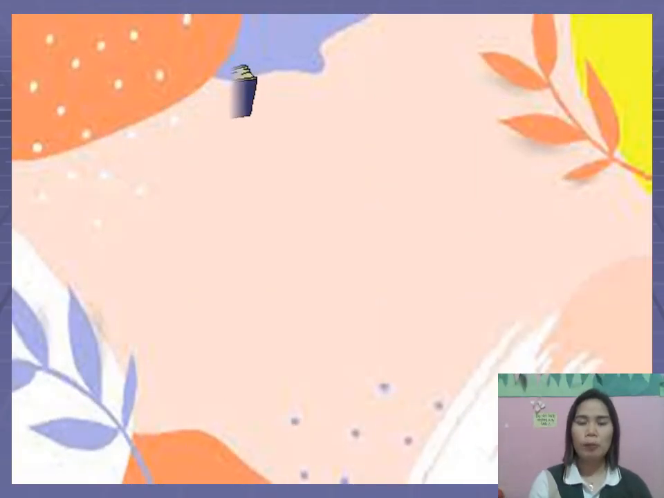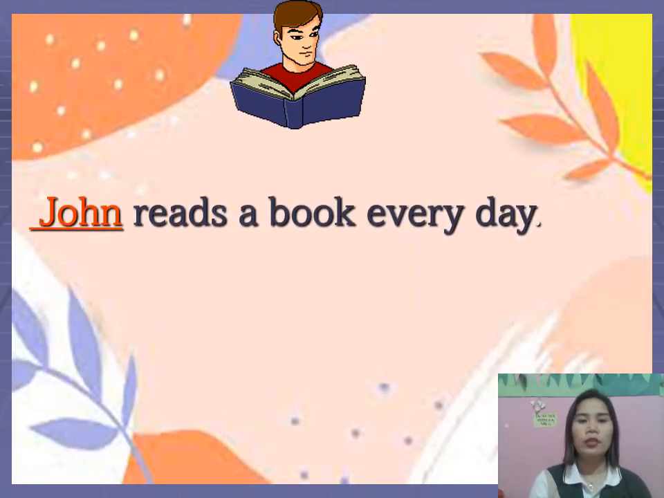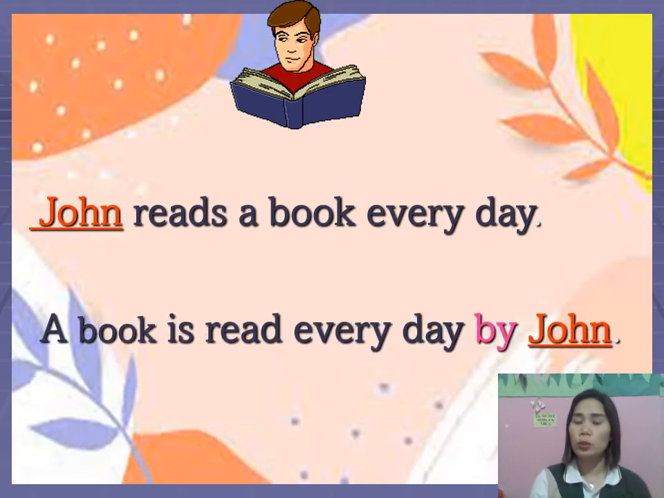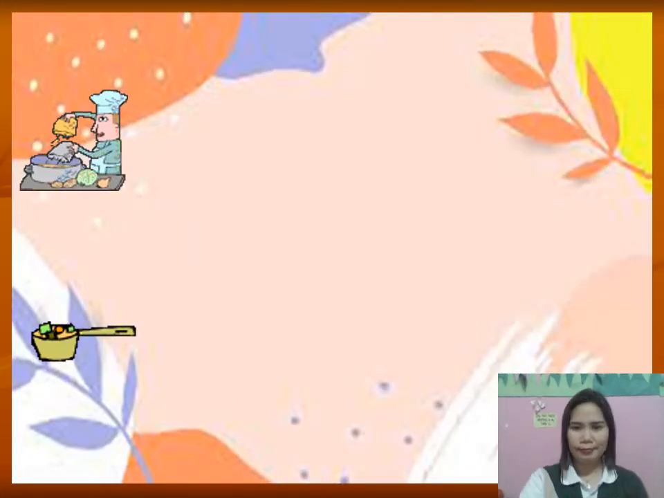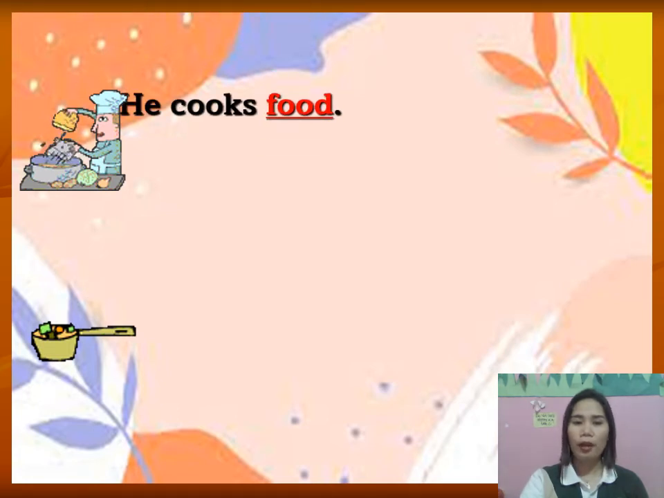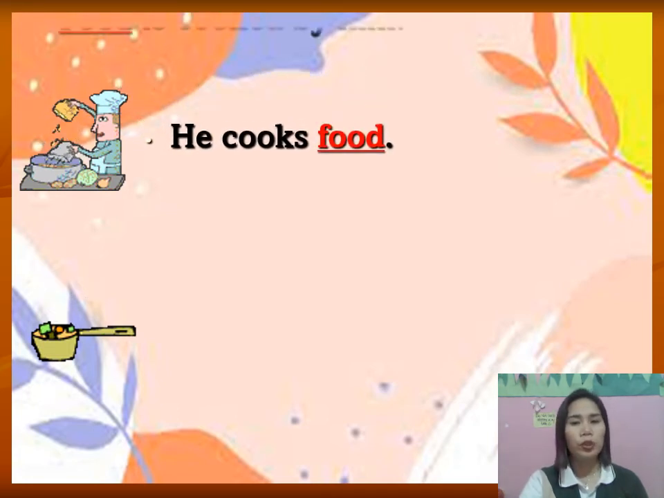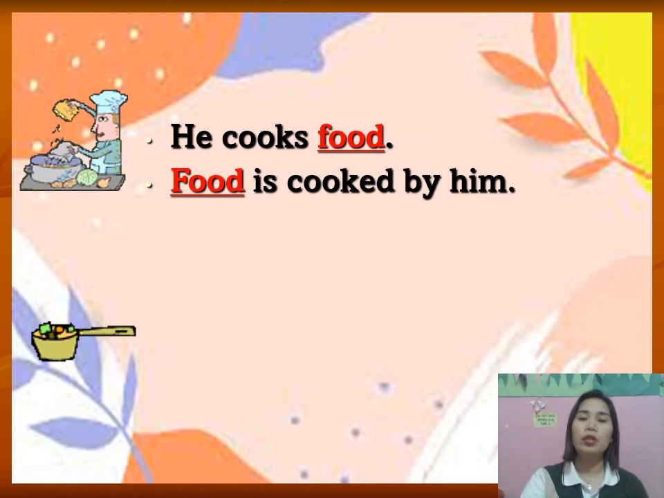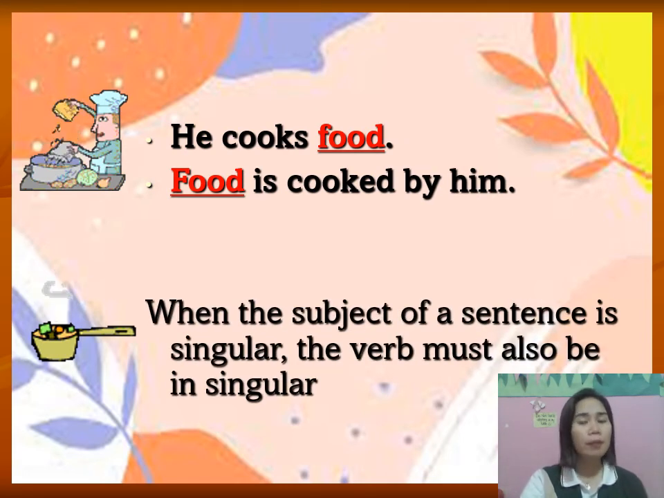So let's have example number 2. We have John reads a book every day. And let's change it into passive. A book is read every day by John. Next example we have, he cooks food, and food is cooked by him. So here, when the subject of a sentence is singular, the verb must also be singular. Okay?